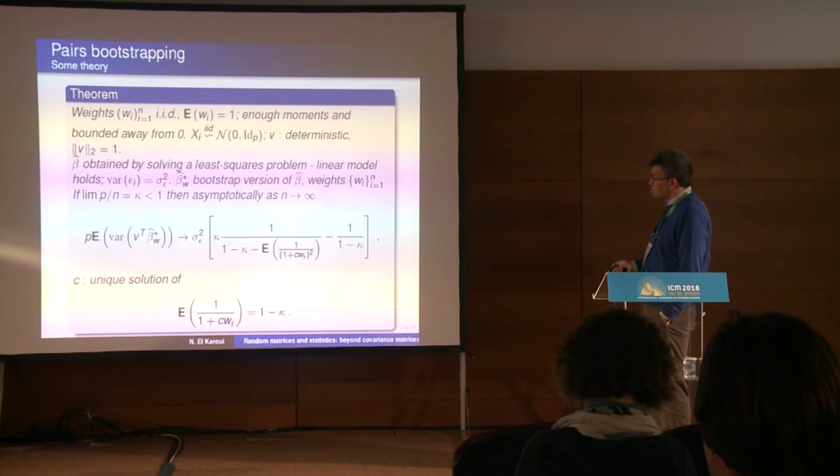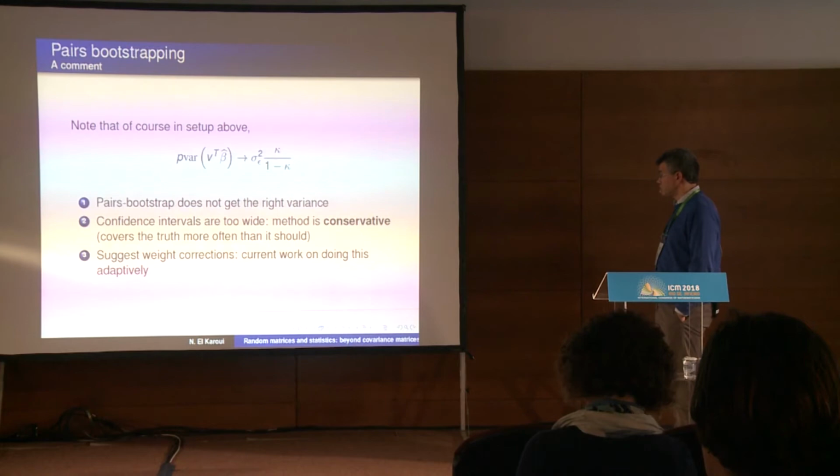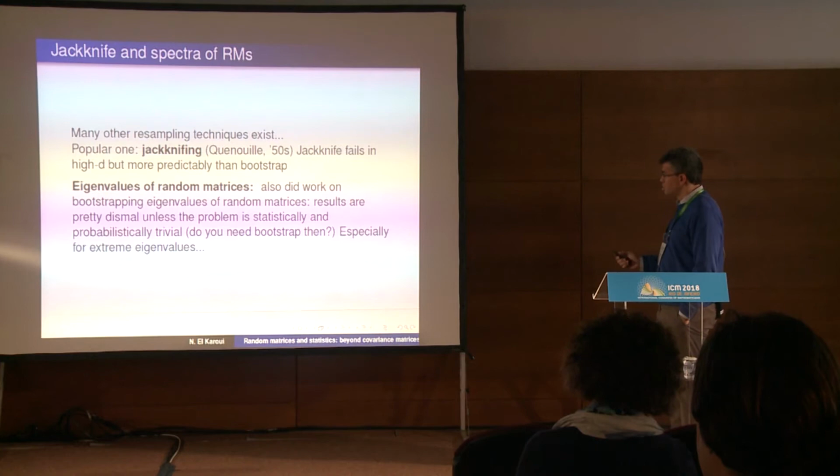Okay? So the pairs bootstrap doesn't even get the right variance, forget about the right distribution. The confidence intervals are too wide, the method is conservative, and it suggests weight corrections, and we've done some work on this. There are many other resampling techniques that exist, such as jackknifing, which we were more hopeful for. It failed again. It's easier to understand why, and it fails in more predictable ways than the bootstrap.